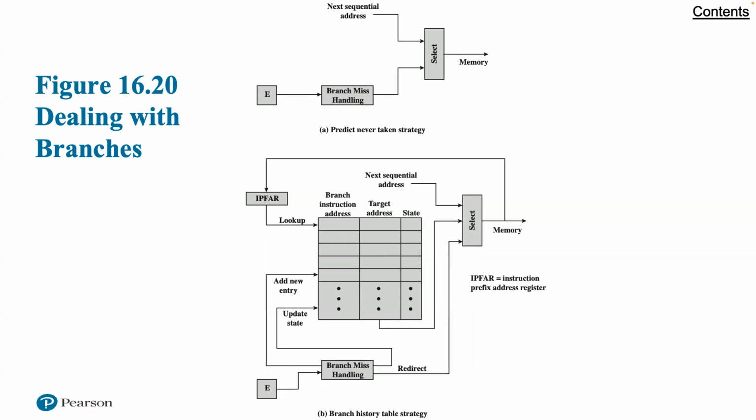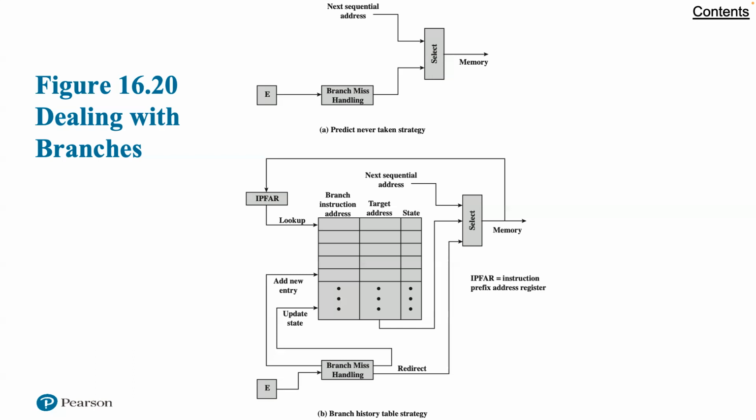The branch history table is treated as a cache. Each prefetch triggers a lookup in the branch history table. If no match is found, the next sequential address is used for the fetch. If a match is found, a prediction is made based on the state of the instruction. Either the next sequential address or the branch target address is fed to the select logic.